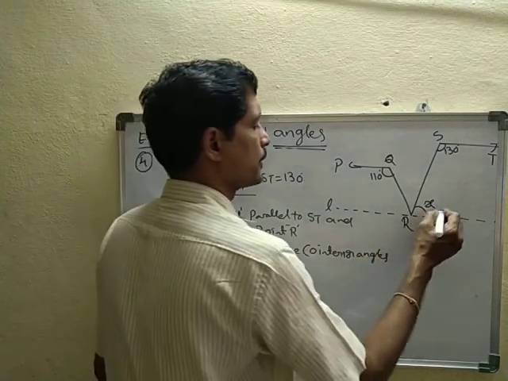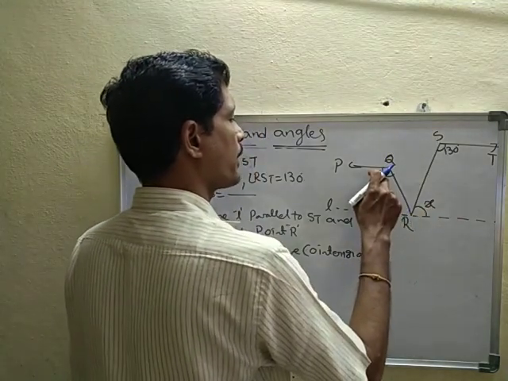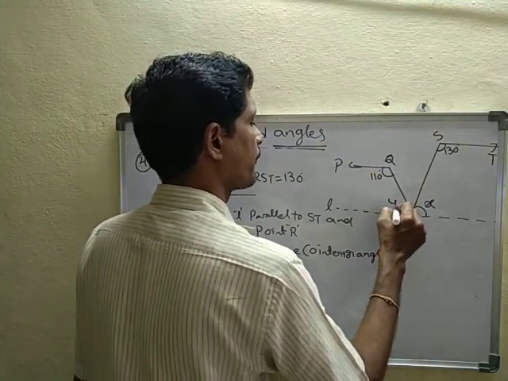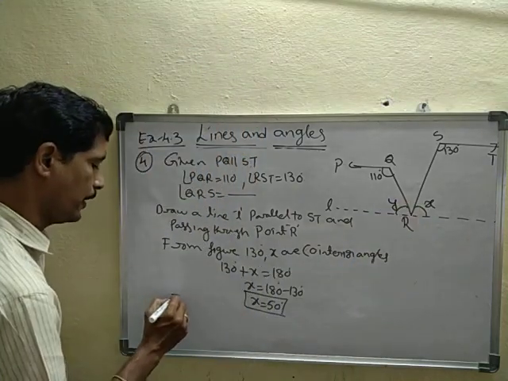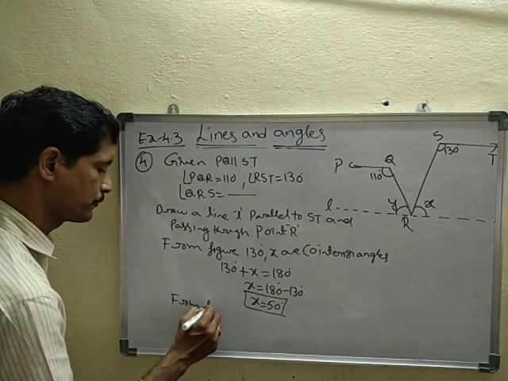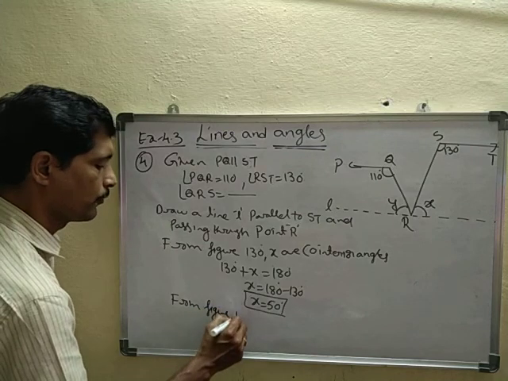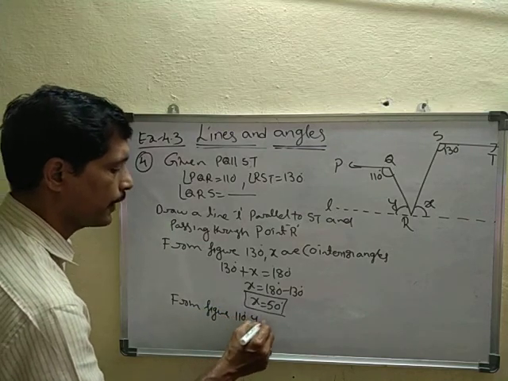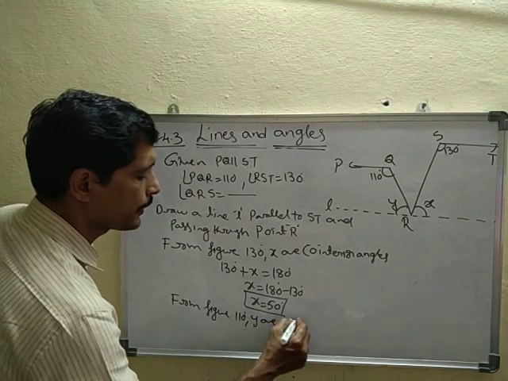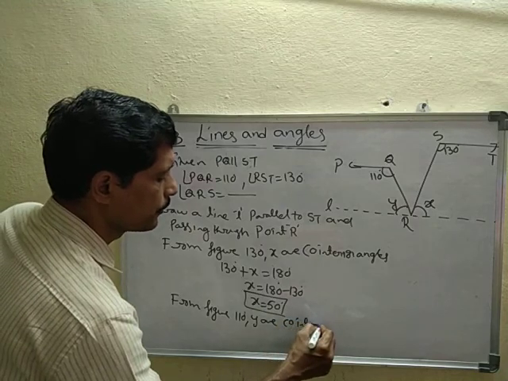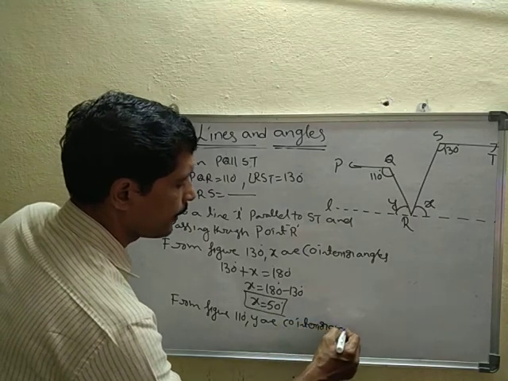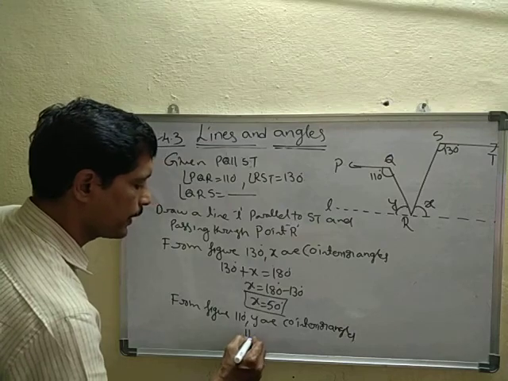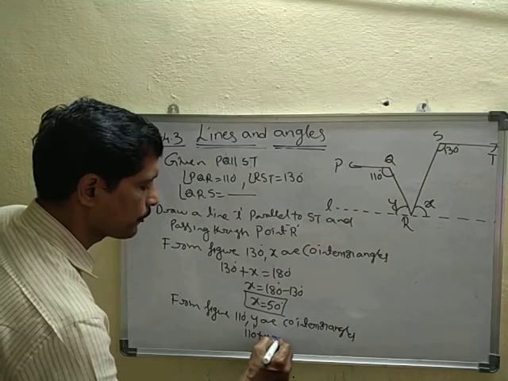This is 50 degrees. Next here also 110 degrees and this y, from figure, 110 degrees and y are co-interior angles. Therefore, 110 plus y equal to, that is 180.